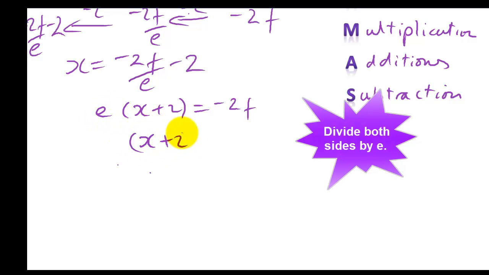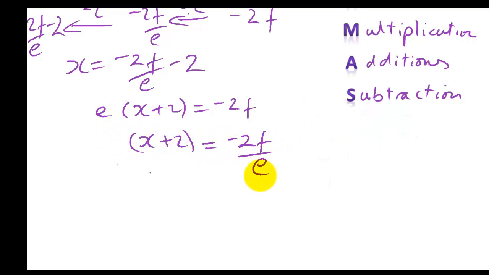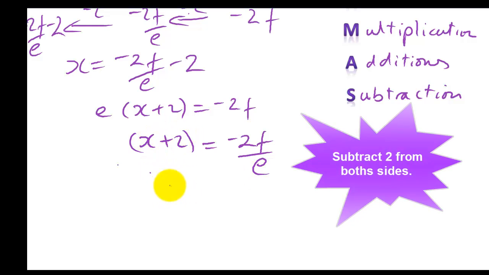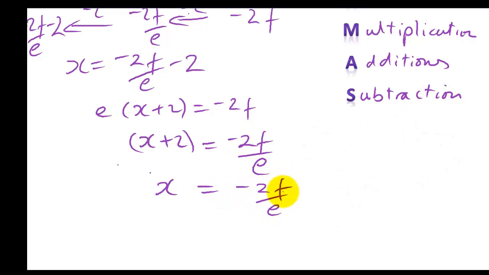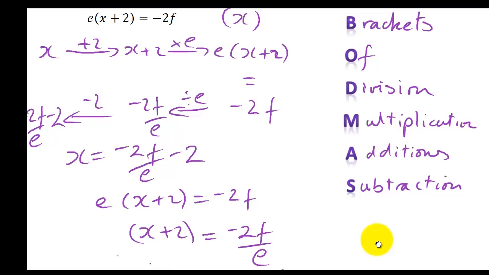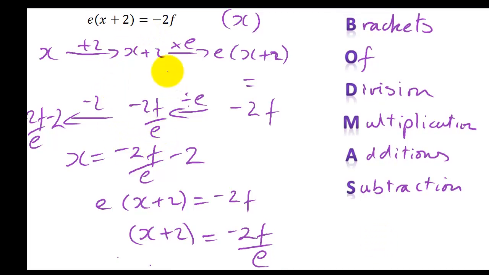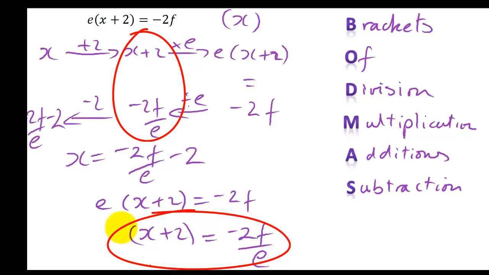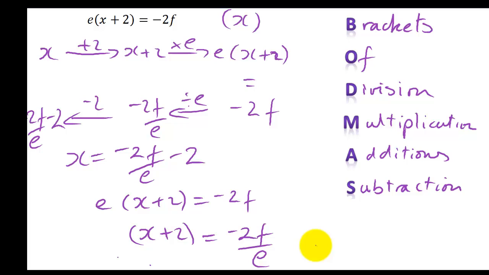Then I'm just left with the x plus 2 in the brackets. In fact, I don't even need the brackets. Next, I need to just subtract the 2 from both sides. Subtract 2 from this side, I'm left with x. Subtract 2 from this side, I'm left with minus 2f over e minus 2. And notice you get the same answer. Once again, do note that at stages we get the same thing. So at this stage, we get the same answer as in our equation, showing that the two methods are essentially doing the same thing.